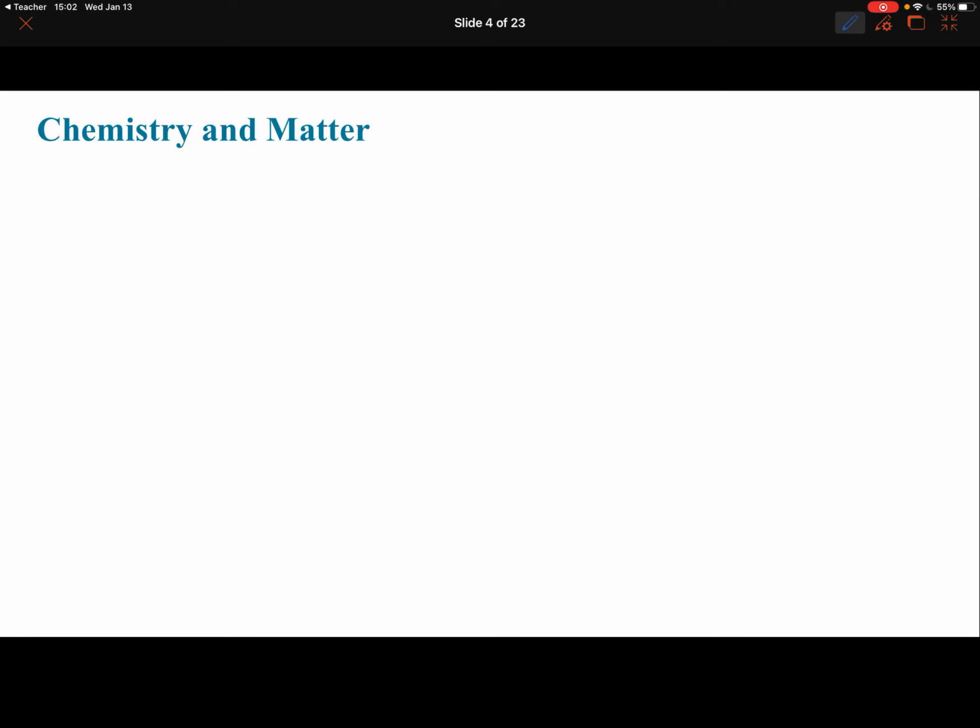So chemistry and matter. Let's talk about what matter is. Matter is another word for all substances that take up space. Substances with volume. So everything has matter. We can measure how much matter you have. To do it on Earth, we have to weigh things with a scale. Don't confuse weight with matter.